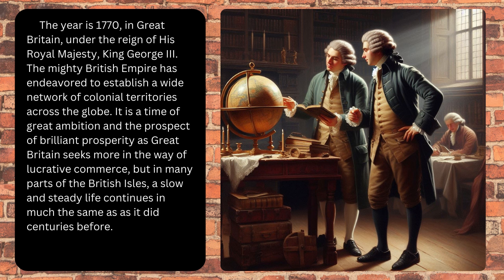The year is 1770, in Great Britain, under the reign of His Royal Majesty King George III. The mighty British Empire has endeavoured to establish a wide network of colonial territories across the globe. It is a time of great ambition, and the prospect of brilliant prosperity as Great Britain seeks more in the way of lucrative commerce. But in many parts of the British Isles, a slow and steady life continues in much the same way as it did centuries before.